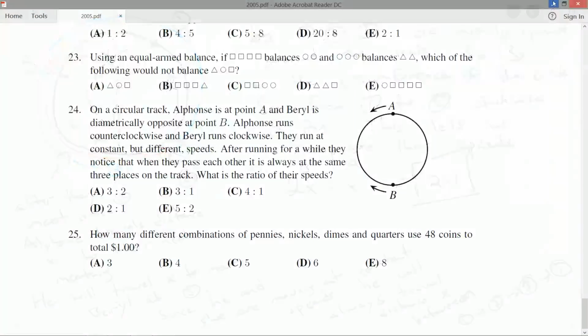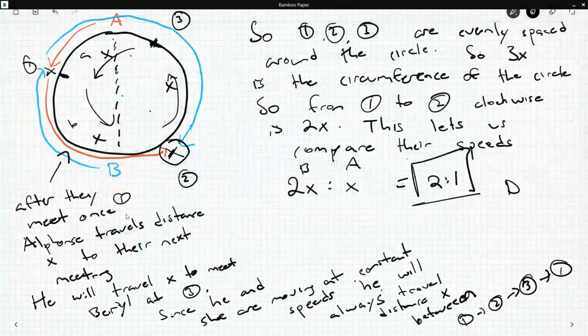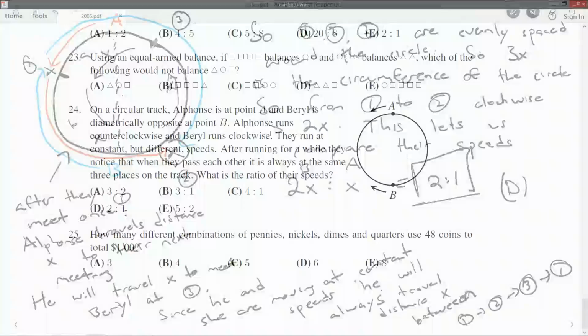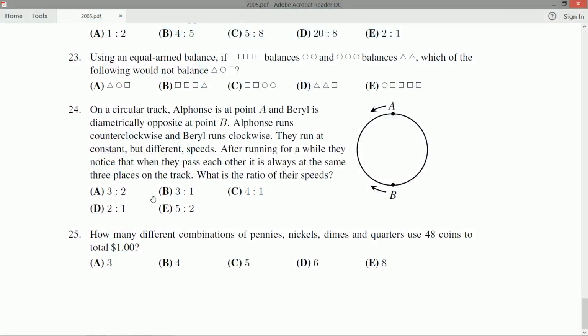2 to 1 is one of the answers. I thought it was the first one. No, it's D. Right? Or do we want ratio of their speeds. Okay. For a second there, I thought it might be ratio of Beryl's to Alphonse's, and 2 to 1 might not be right. Maybe we need 1 to 2, but they don't give us that option. 2 to 1 it is. All right. Not bad. Not bad at all.